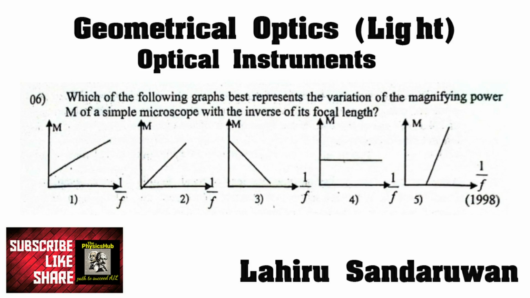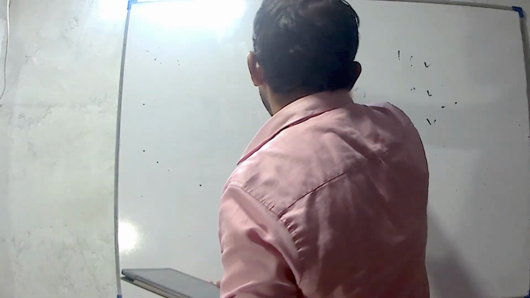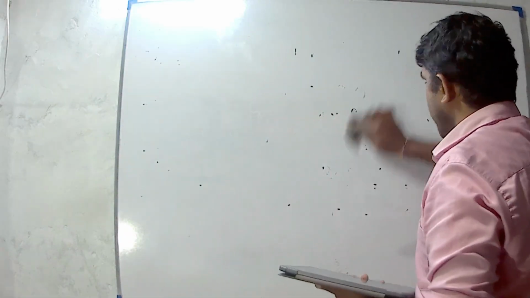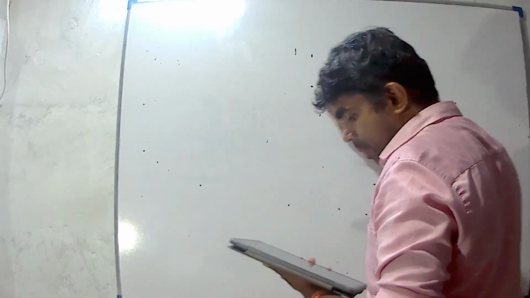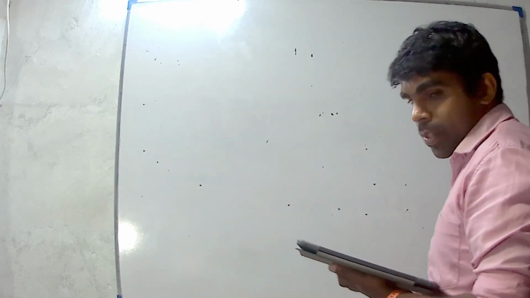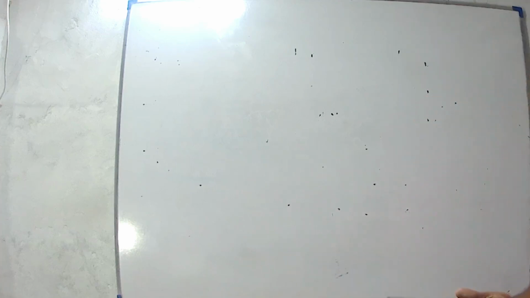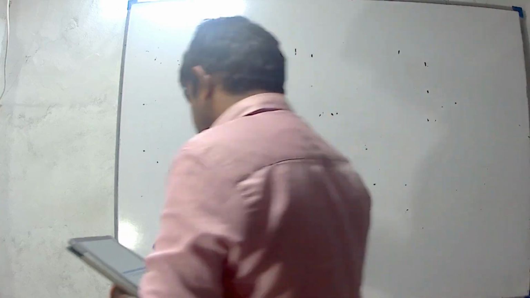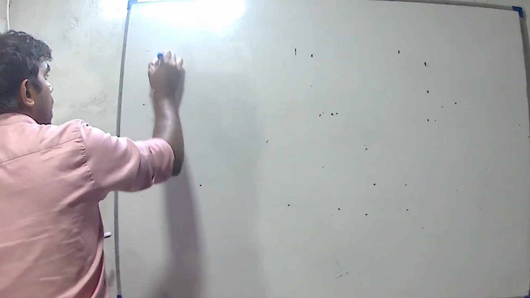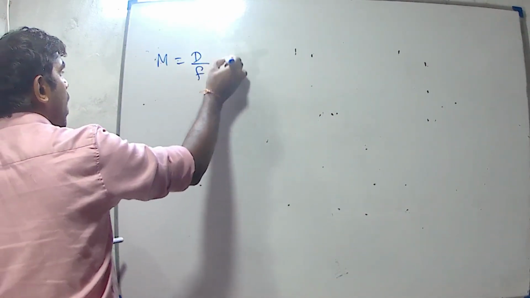Number 16. Which of the following graphs best represents the variation of magnifying power, capital M, of a simple microscope with inverse of its focal length? It means 1 over F. We know that for the simple microscope, magnifying lens or simple microscope, magnifying power M equals D over F plus 1.